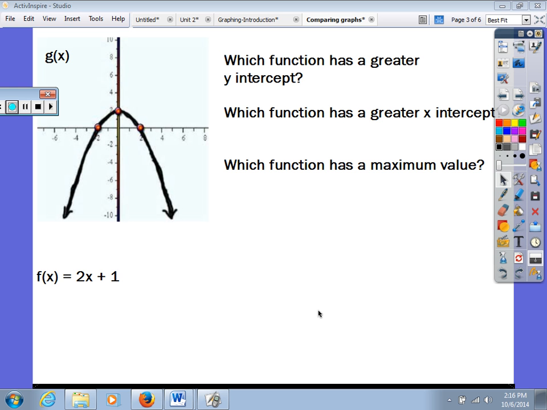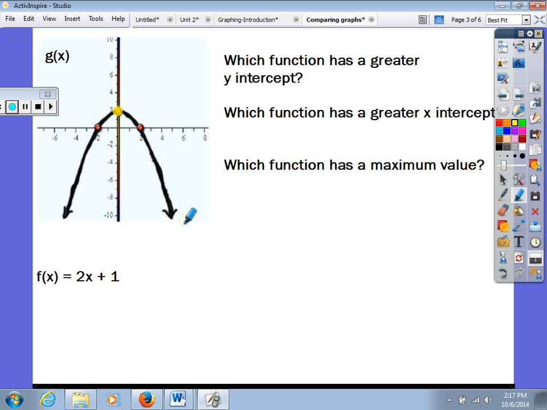Okay, which function has a greater y-intercept? First off, what's a y-intercept? Where what equals 0? Where x equals 0. So what is my y-intercept for g? 2. How come it's at 2? Because it's counting by 2's.